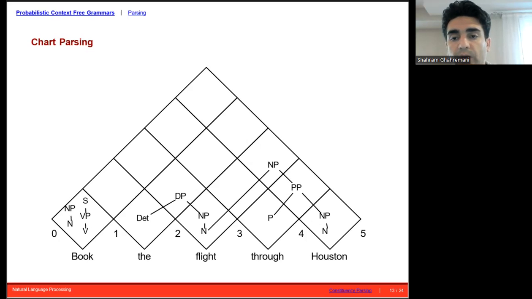And so now we have a span of length 3 that puts together flight, the noun, and through Houston, the prepositional phrase. To do this, we required a pivot at position 3. The noun went from 2 to 3 and the prepositional phrase went from 3 to 5. So there was the pivot that was the dividing line between those two spans.